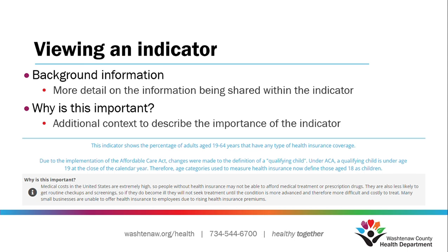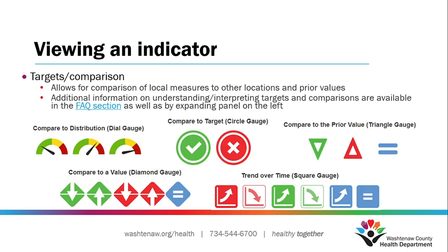And then we also have our targets and comparisons. As I mentioned, these are just a bunch of different colorful symbols that can feel a little bit daunting to try and interpret at first, but there are some strategies that the site uses to really help with that. So again, these are just really a comparison of the measurement period that you're looking at, that may be comparing to a prior value, to a comparison value, such as the Michigan state value or national value, or a target, for instance, if there's a target value for that indicator.